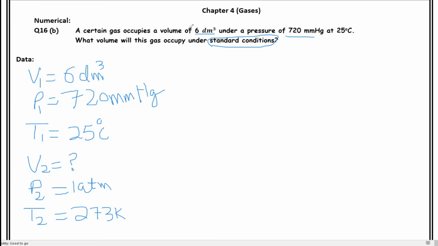Now we convert the pressure and temperature to the standard condition scale. We add 273 to the temperature to convert degrees Celsius into Kelvin scale, so that comes out to be 298 Kelvins. And converting pressure from millimeter of mercury into atm, we divide by 760, which gives 0.947.